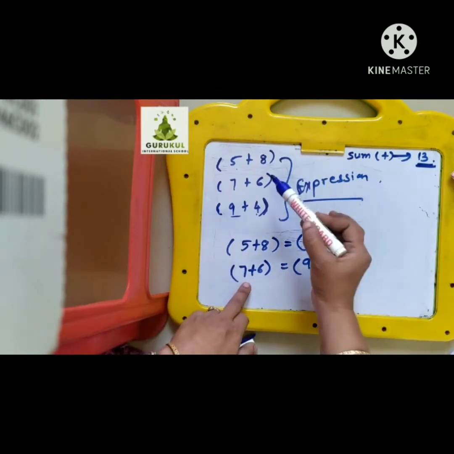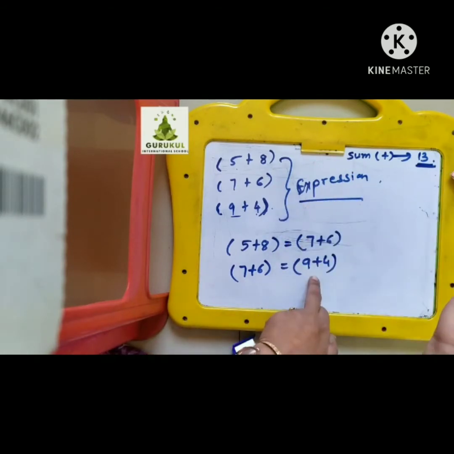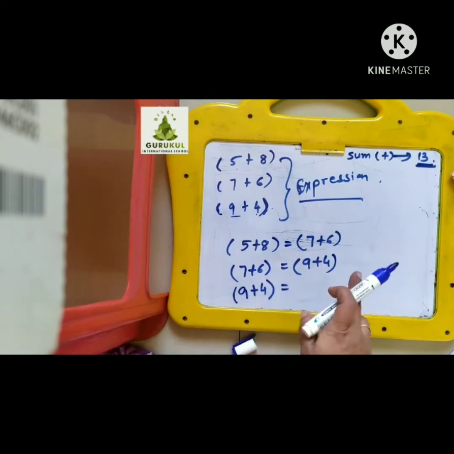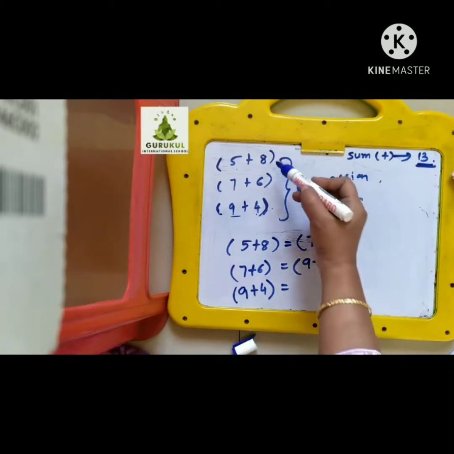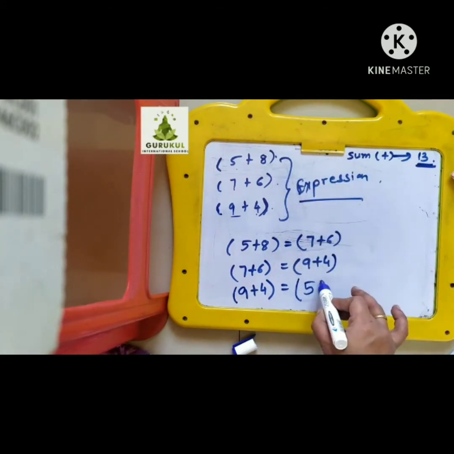Next what I am doing? I took left hand side 7 plus 6. Right hand side I take 9 plus 4. Then third what I decide? My left hand side as 9 plus 4 is equals to right hand side I can take any of the above 2 numbers. Okay. So I can take here 5 plus 8.